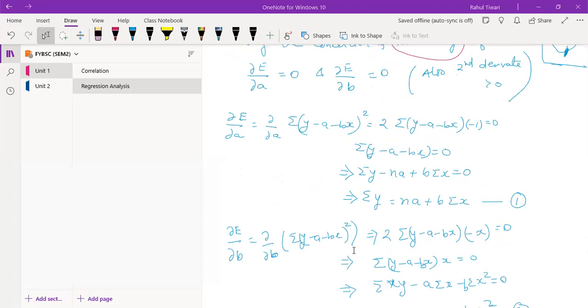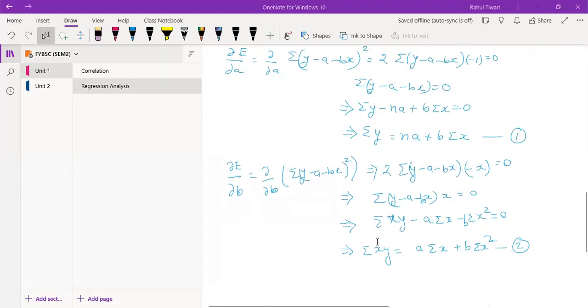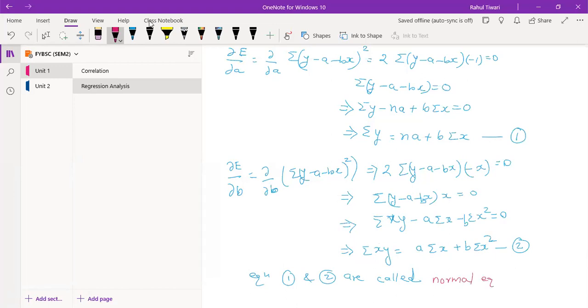Now, the equation number 1 and 2 are called normal equations. Very normal equations. Understand why it is called normal equation.